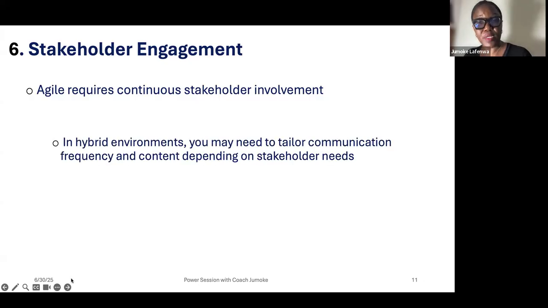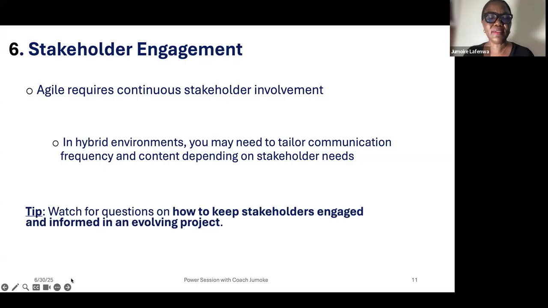In hybrid environments, you may need to tailor communication frequency and content depending on stakeholder needs, because remember, the hybrid is made up of predictive and adaptive. So the predictive aspect is when you give a report. Like anytime you hear every 2 weeks we give a report, it's likely going to be predictive because then it's set. Okay. And the tip here is watch for questions on how to keep stakeholders engaged and informed in an evolving project.